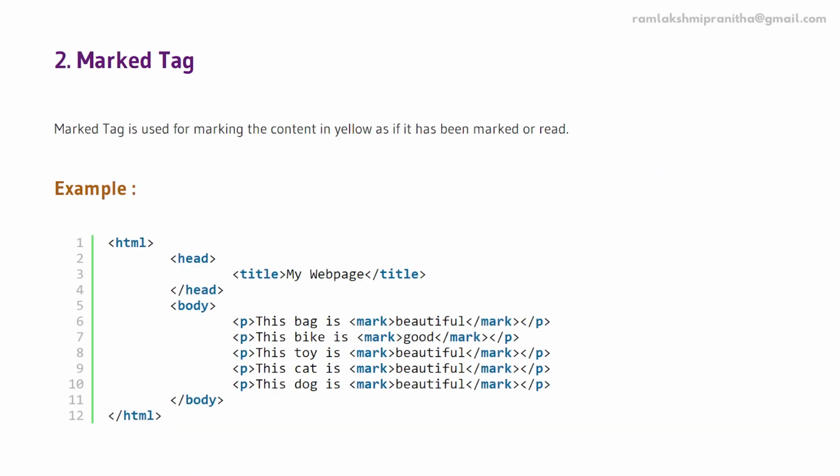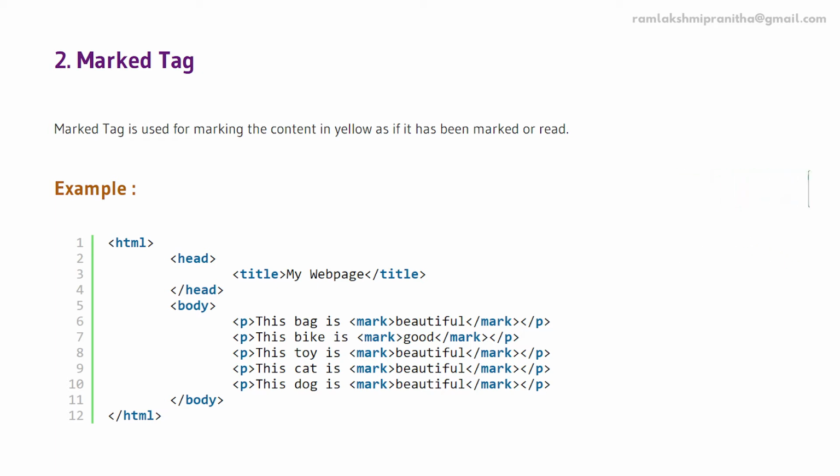Marked tag. The mark tag is used for marking the content in yellow, as if it has been marked or read. Example. In this example we have a sample HTML code with opening head and body tags. The title tag is also declared, which defines the title of the web page. Inside the body tag 5 paragraph tags are declared. The paragraph tag contains the paragraph content for the web page.